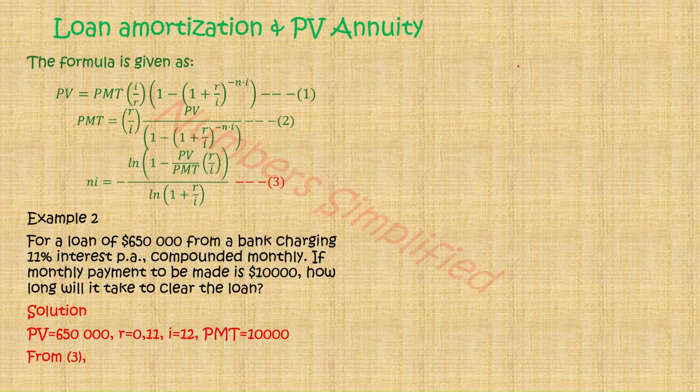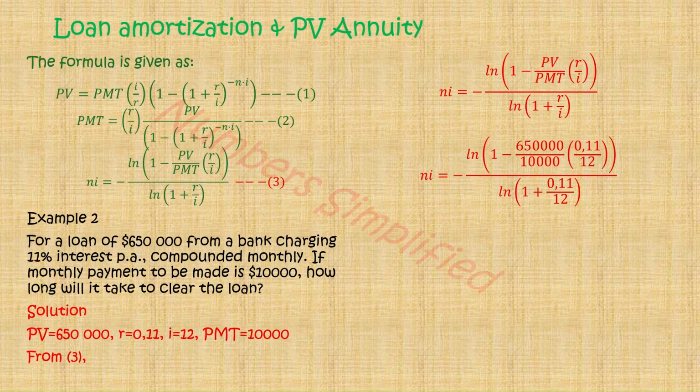So from equation 3, we are going to substitute each and every variable that we have. And as before, we are going to make sure that each and every variable is in place. So we have the PV. PV appears one time, and it happens to be in the numerator of the numerator. So we have our 650,000 there in place. We also have our PMT, which is in the denominator of the numerator, so that appears once. We have our 10,000.